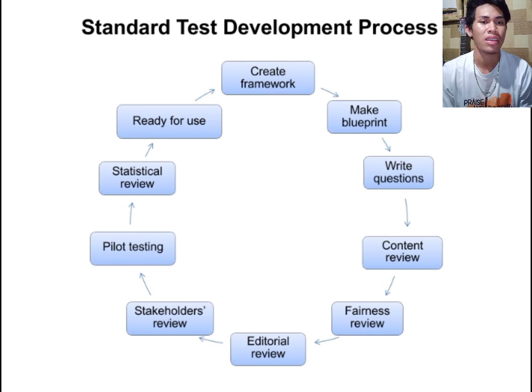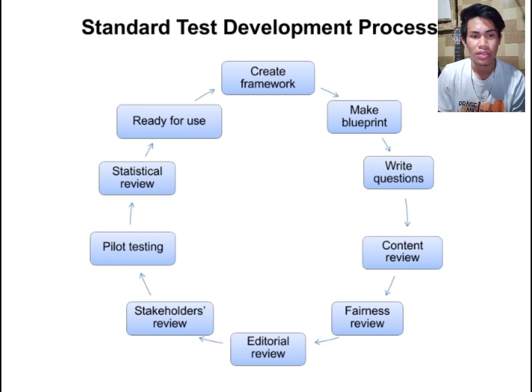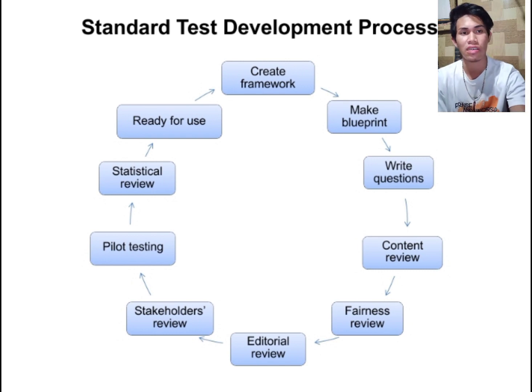Second, make blueprint. In this step, the test developers create a detailed outline or blueprint of the test. This includes specifying the content areas or domains to be covered, the number and types of questions or tasks in each domain, and the weight of importance assigned to each domain. Third, write questions. Test items can be multiple choice questions, essay prompts, or performance tasks. Test developers ensure that the items are aligned with the test objectives and are of appropriate difficulty level. They also consider factors such as item format, item clarity, and item bias. For the number four is the content review.